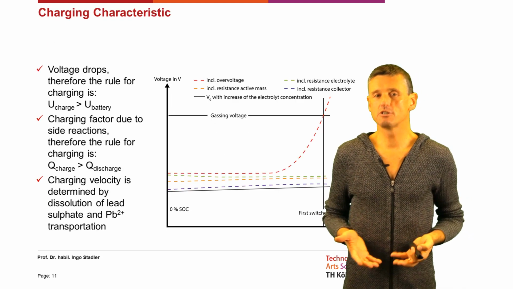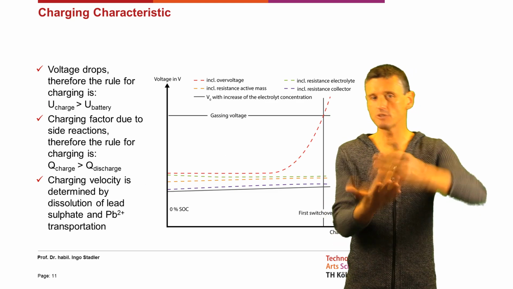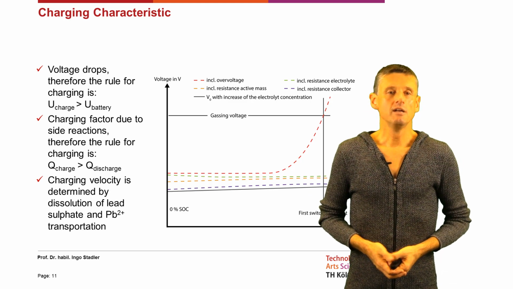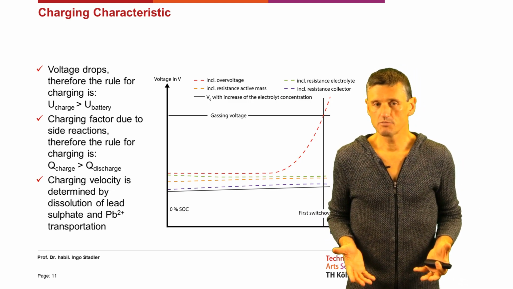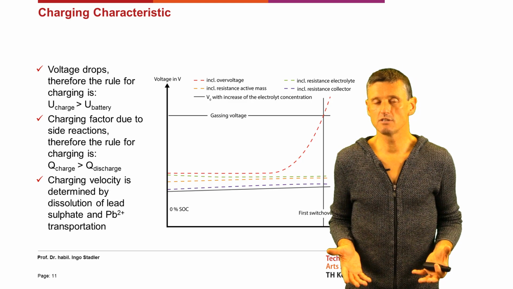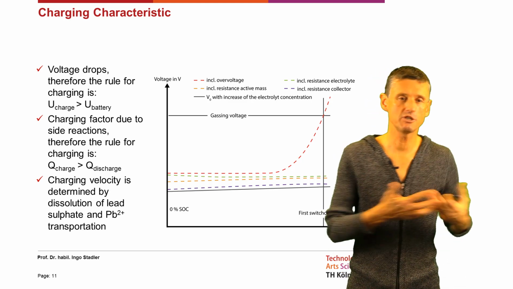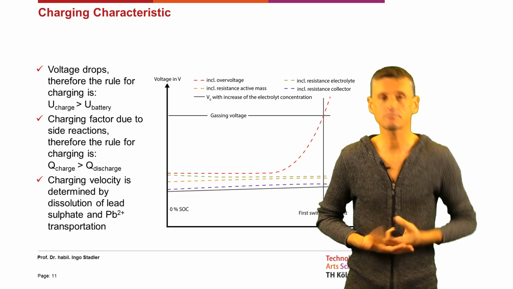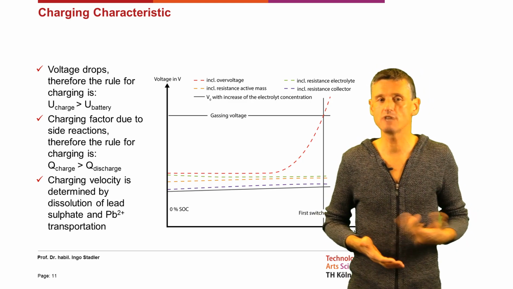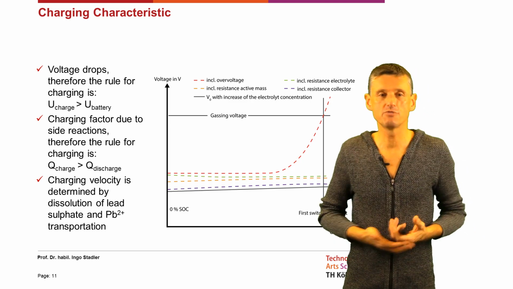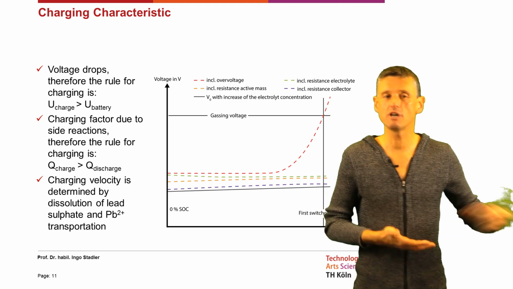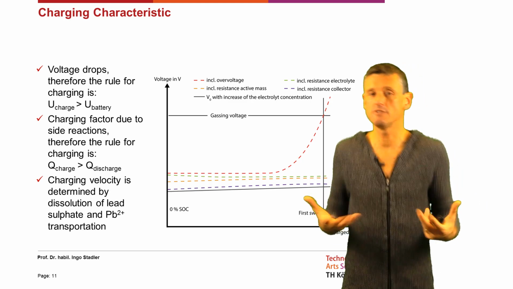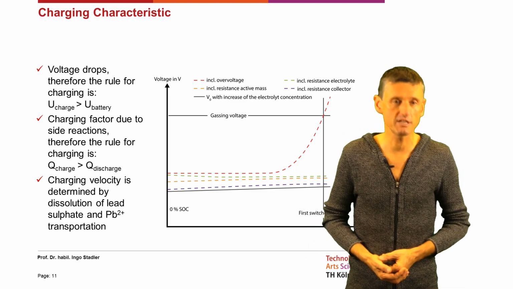When we charge the battery, we have all those voltage drops, but on the different side. And what we see, the voltage drops cause that we need a voltage for charging that is bigger than the system voltage of the battery. The charging factor, due to side reactions, therefore is the rule for charging that the Q charge is bigger than the Q discharge. That results in an efficiency that is less than 100%.